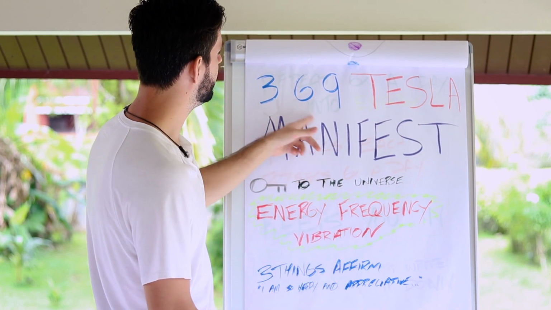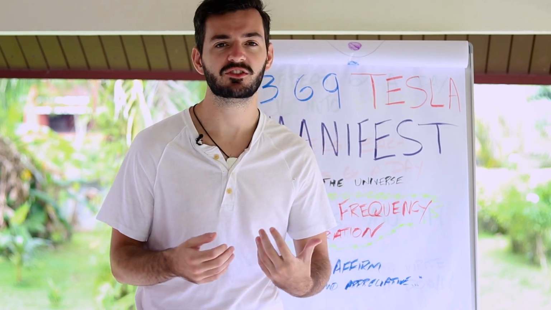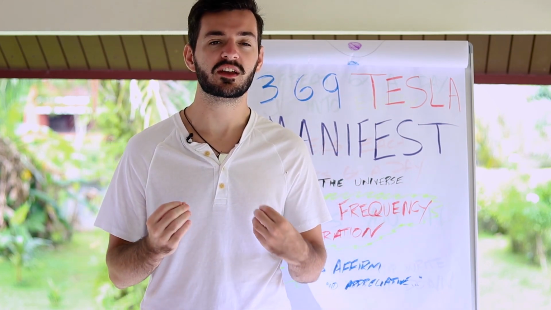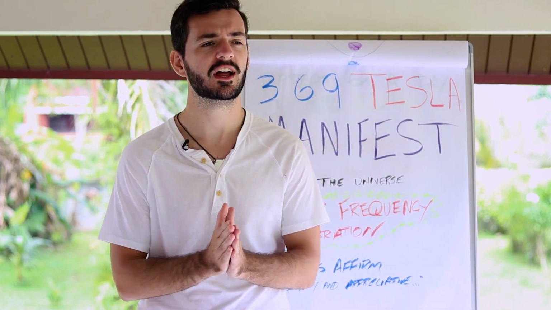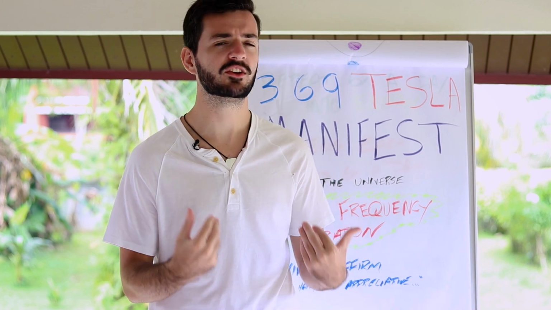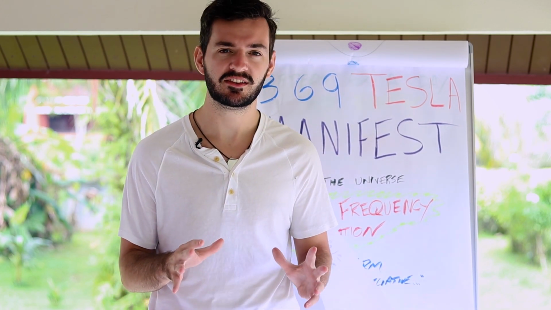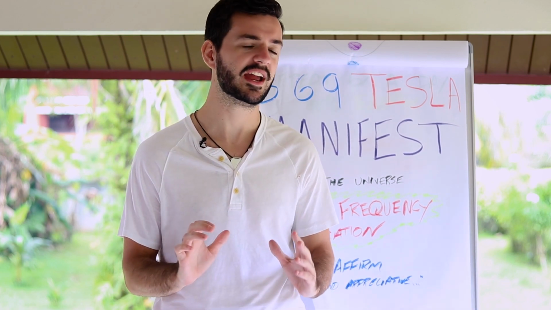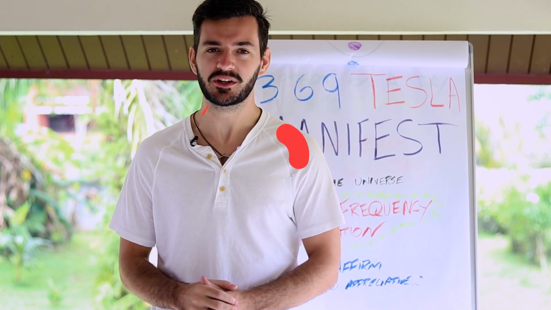We're talking about the 369 Tesla code, divine code, using this to manifest. I'm going to be essentially giving you a tutorial on how to do this. And the great thing, guys, is like most of the secrets of the universe, a lot of times it's very, very simple. So I'm not going to complicate this for you. I'm going to give you a very practical way to use this in order to start manifesting in your life. So let's get into it.